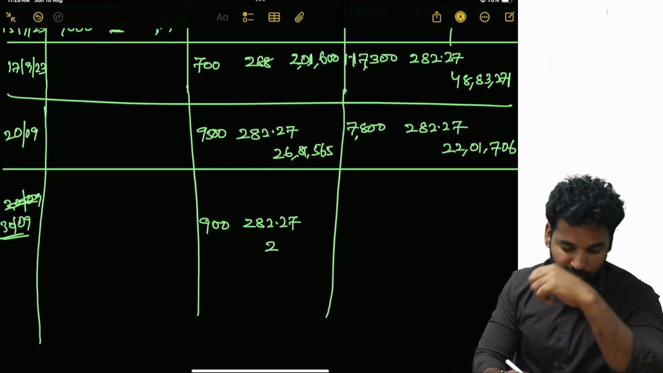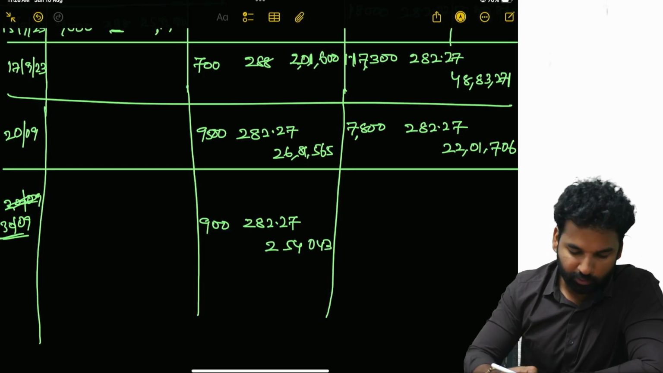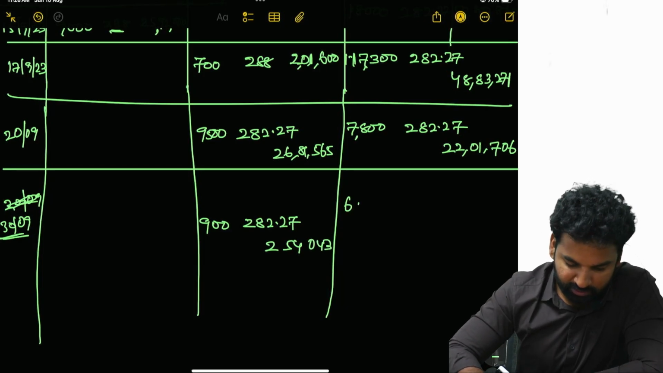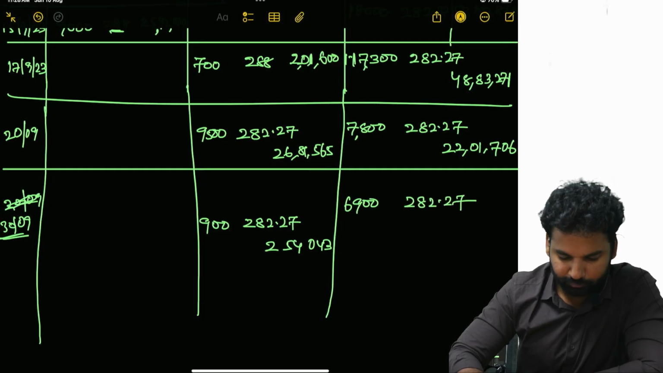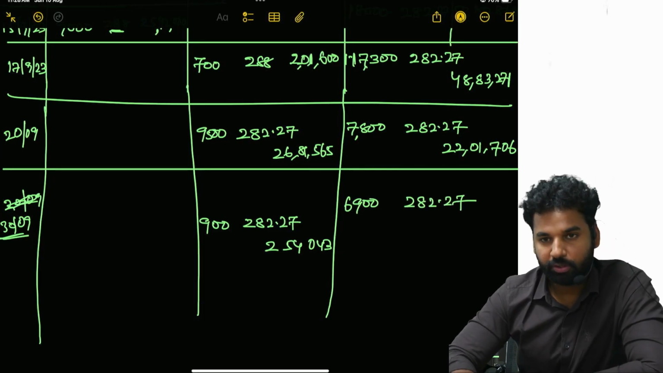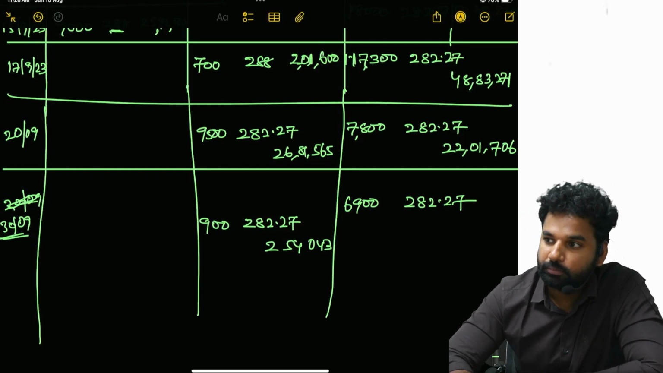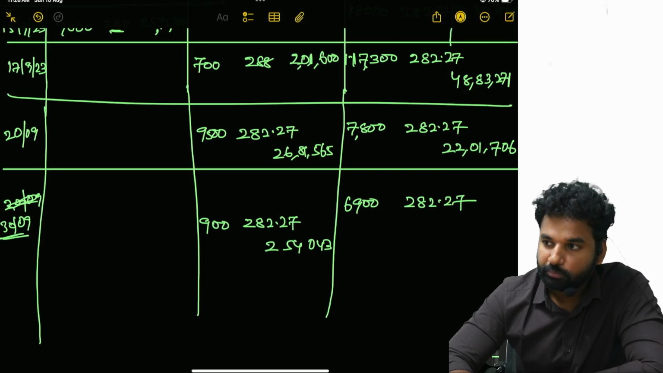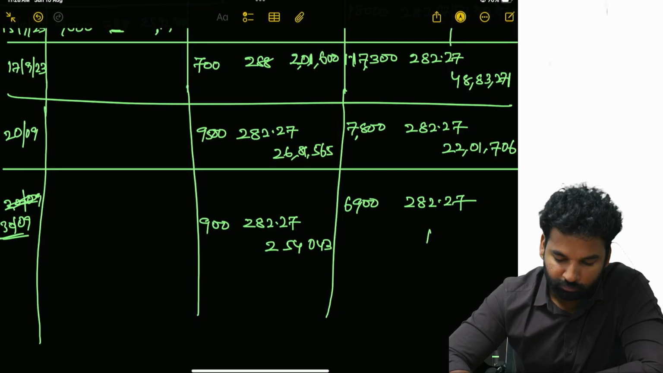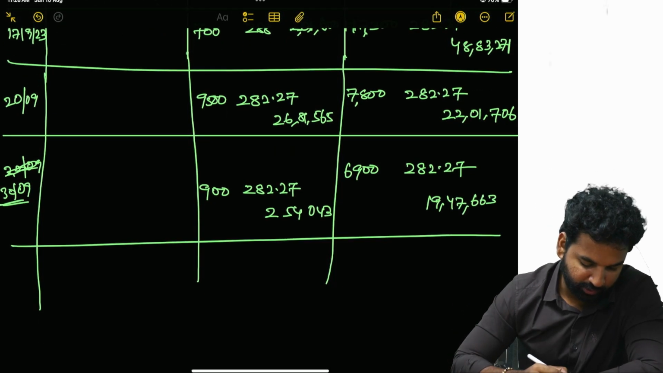Two lakhs 043. Okay. Remaining units will be 6,900 at 282.27. What is the value? 660? Okay. Right. Next, what happened?